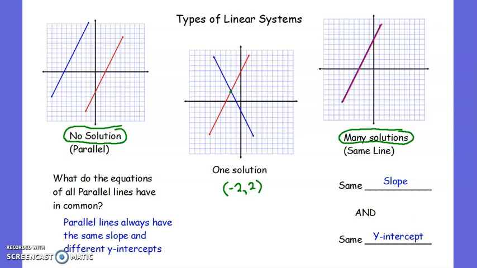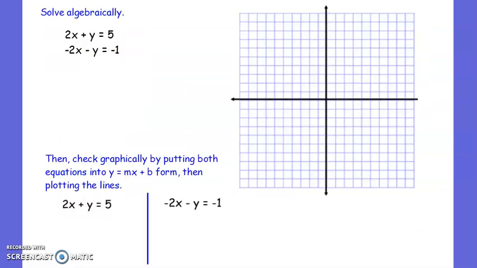Now, it's easy to identify when we're graphing whether things are parallel or look at the same line. But algebraically, that's going to look a little bit different. If we have a system of equations, such as the one on the left, 2x plus y equals 5 and -2x minus y equals -1, those are definitely two different equations. But notice if we try to use the method of elimination to solve them, 2x plus -2x and y plus -y, basically that entire left side will turn to 0. But 5 plus -1 becomes 4, and we get the statement 0 equals 4.